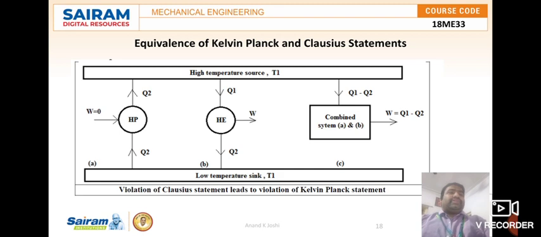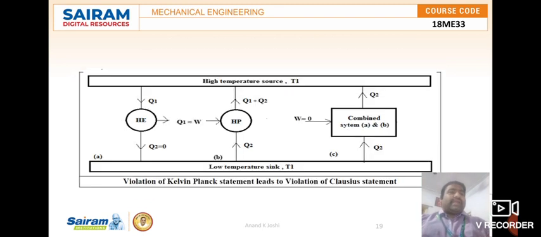Now we come to the Kelvin-Planck statement. In this figure, again we consider a high temperature source and a sink. In the first figure, the heat engine extracts Q1 amount of heat from the high temperature source and does an equivalent amount of work, that is W equals Q1, without rejecting heat to the low temperature sink. This system violates the Kelvin-Planck statement.